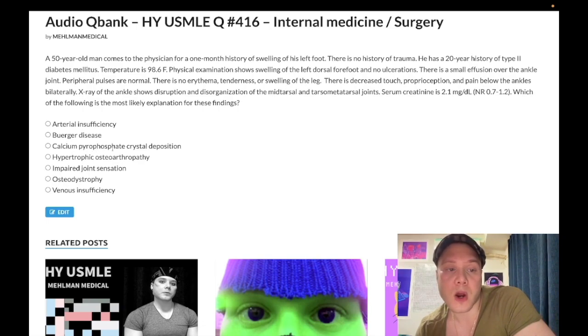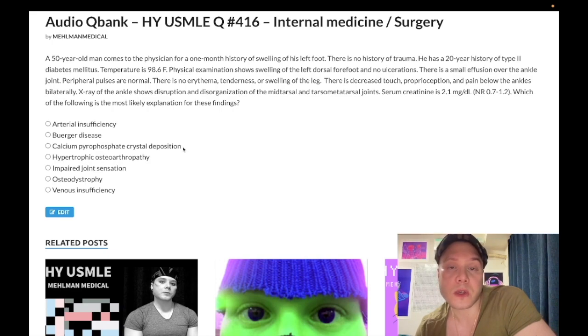Choice C, calcium pyrophosphate crystal deposition, aka pseudogout, wrong answer. This is going to present two ways in USMLE. It's either going to be a monoarthritis of a large joint, such as the knee, or it's going to be an OA, an osteoarthritis-like presentation in a patient with hereditary hemochromatosis or primary hyperparathyroidism. Okay, those are the two biggest risk factors for pseudogout.